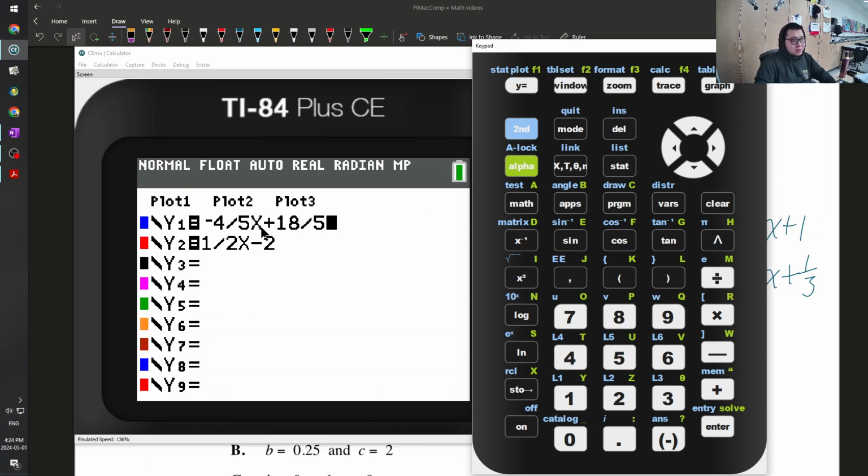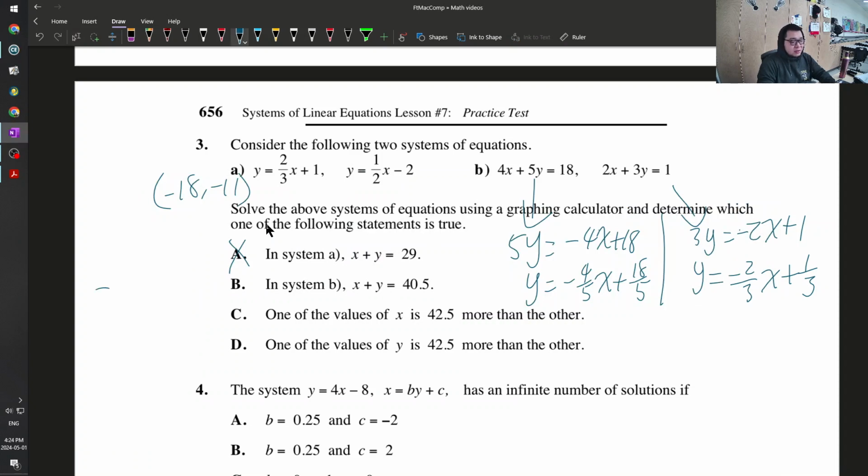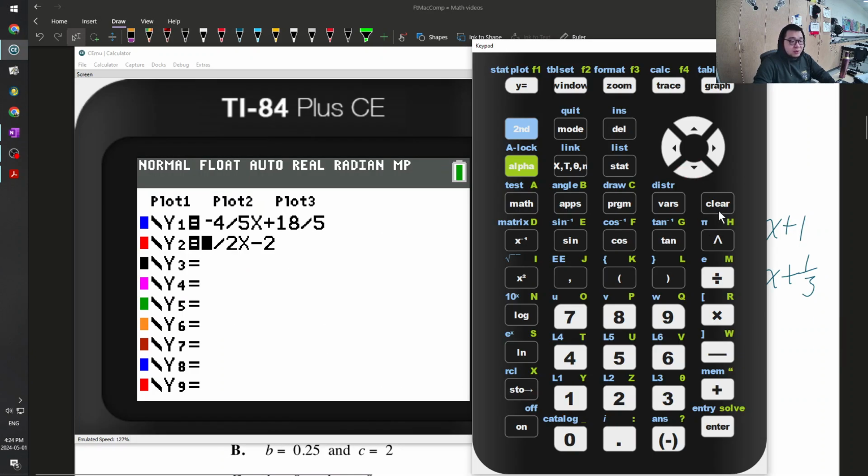So here I just want to note that negative 4 over 5x, your calculator interprets as negative 4 divided by 5 times x, which is negative 4 over 5 times x, either in front or on top. Therefore, I can put it without any brackets. But when in doubt, always put in extra brackets if you don't know what you're doing. Okay, next one is negative 2 over 3x plus 1/3.